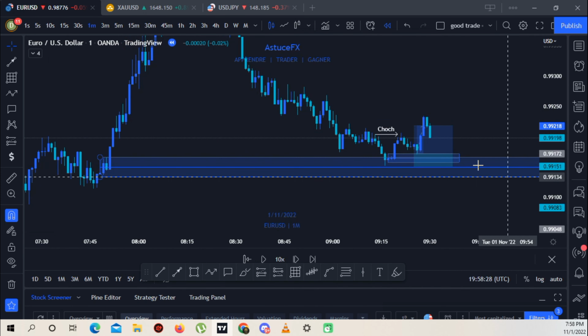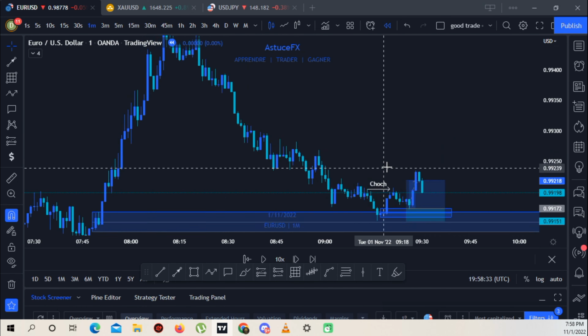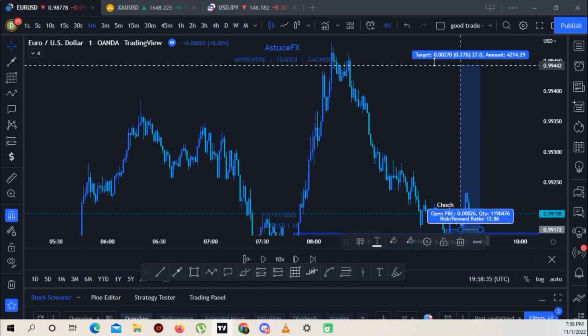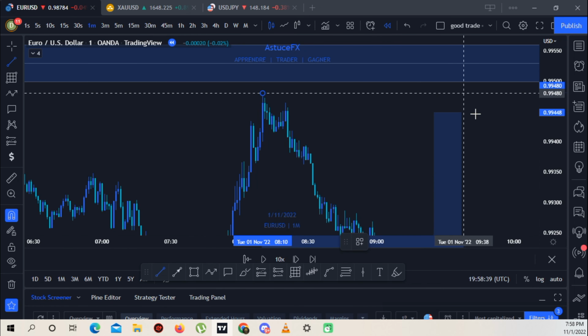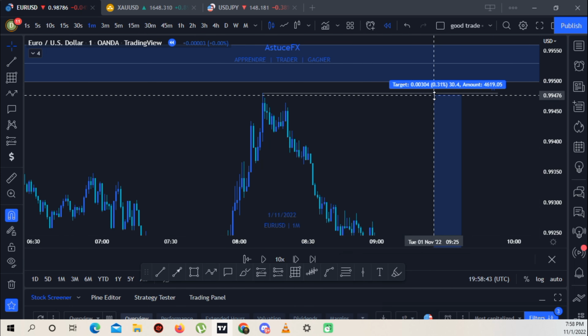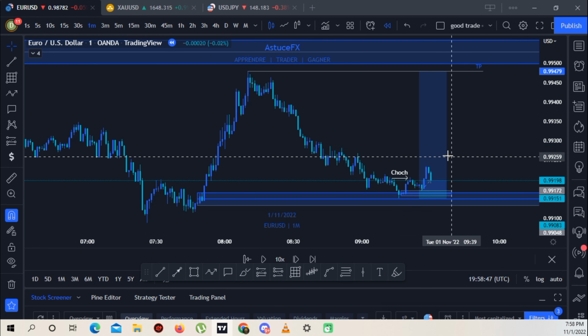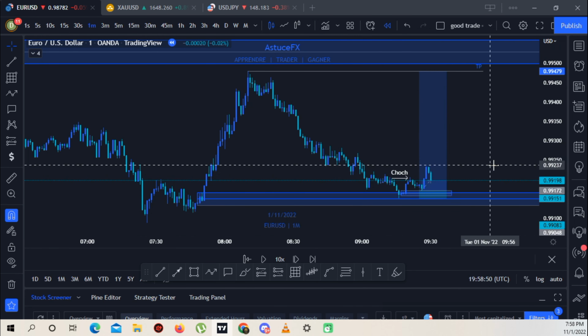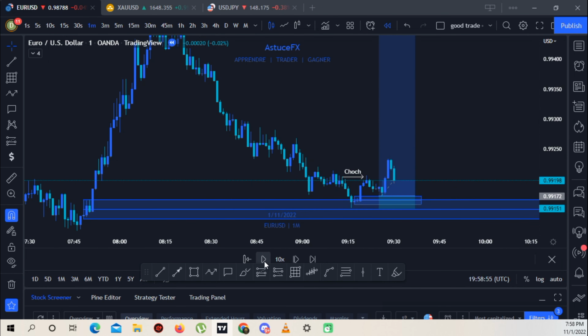Once I got this entry, and when price broke this previous high here, I went to break even. And after going break even, I think my TP was actually the previous high. Yeah, this previous high was my TP. So this was the first buy I got. You can see this one was pretty much a 15 hour trade, pretty much 15. So let's see what happened.